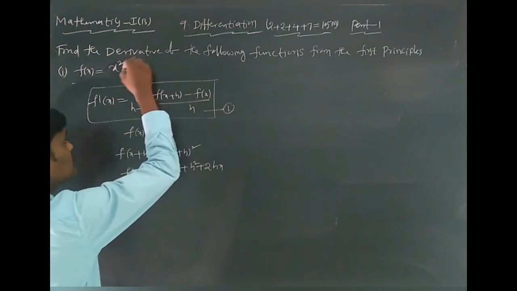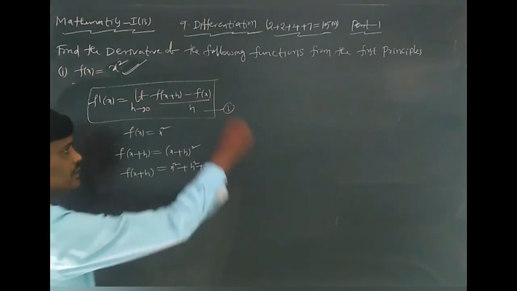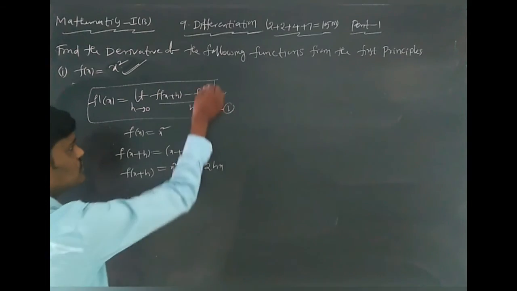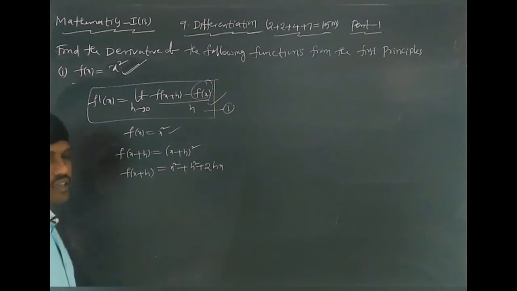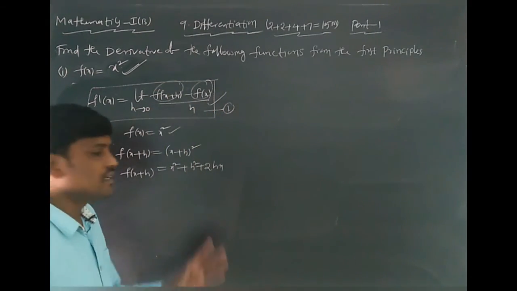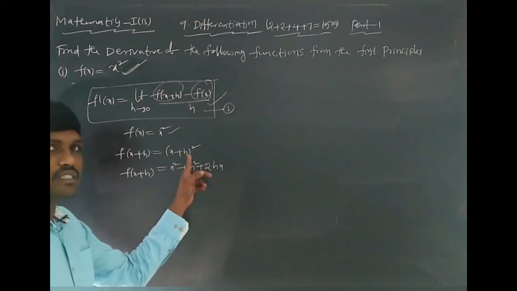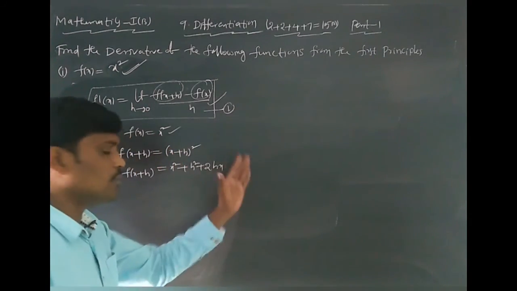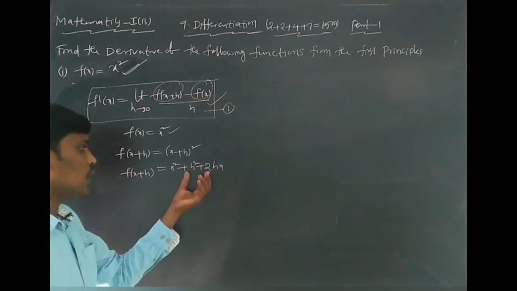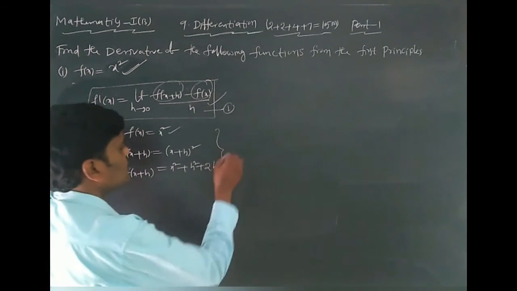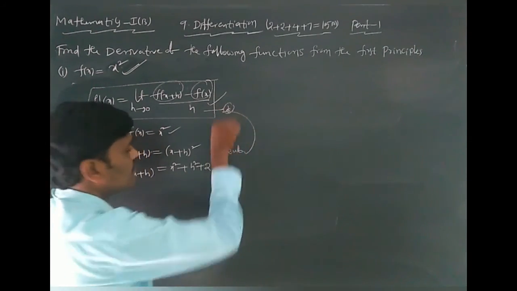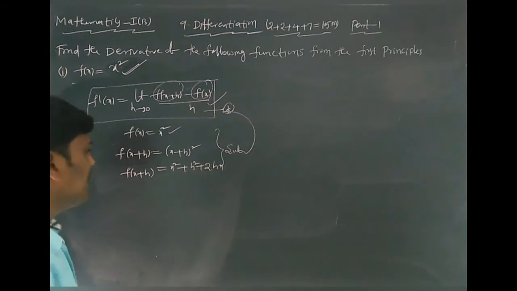Here f of x equal to x square is there. You can write the first principle formula. In this first principle, f of x value is given as x square. f of x plus h is not given. That's why you can write in place of it x plus h whole square, nothing but x square plus h square plus 2hx. These two values are substituted in equation 1. You get f dash x value.